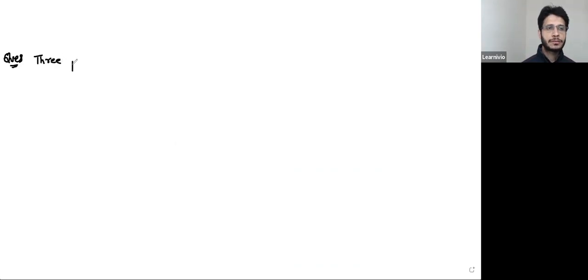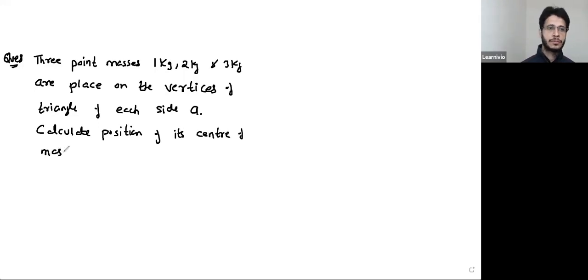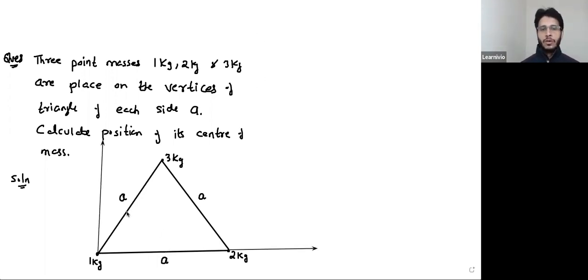Three point masses, on each vertex we have one mass. This is a mass of 1 kg. This is a mass of 2 kg. This is a mass of 3 kg. Each side of the triangle is a. This is your system. You have to calculate the position of the center of mass of the system.